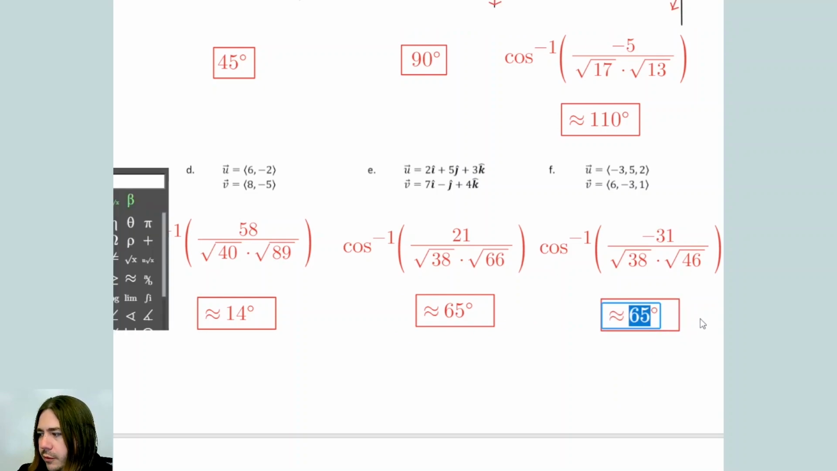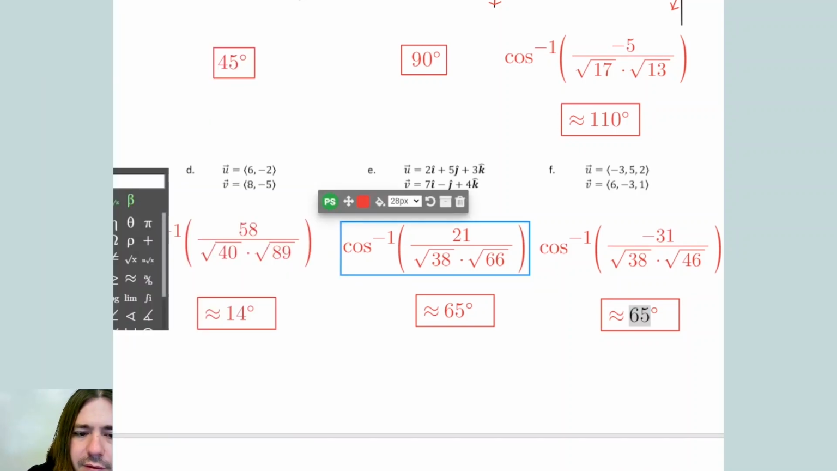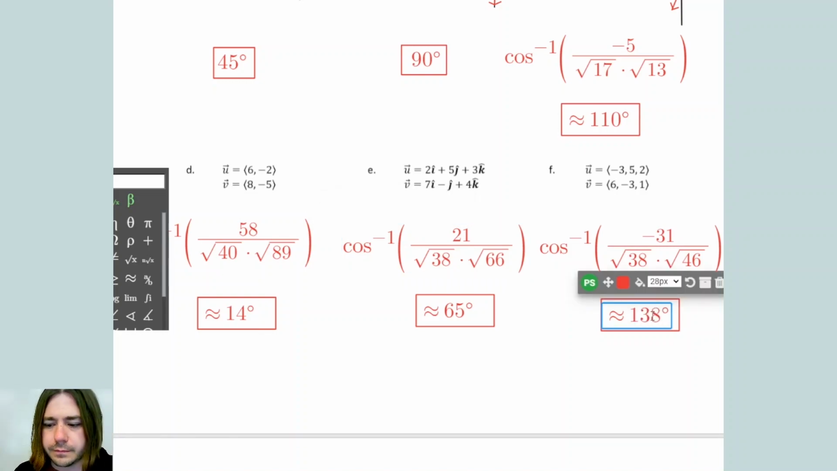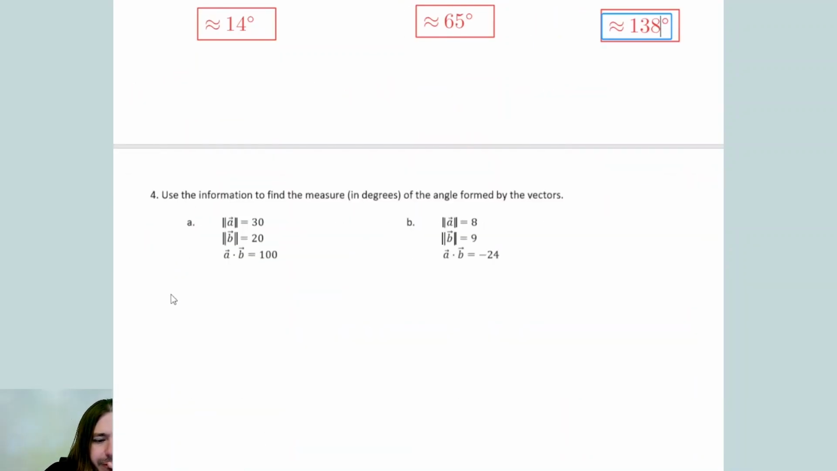So yeah, this was about, what was it, 138, I think? Yeah, about 138 degrees. Okay, so that's it for number 3. Let's take a look at number 4.